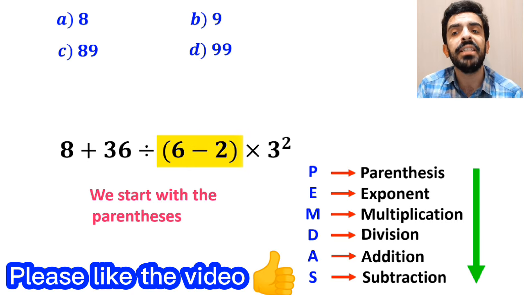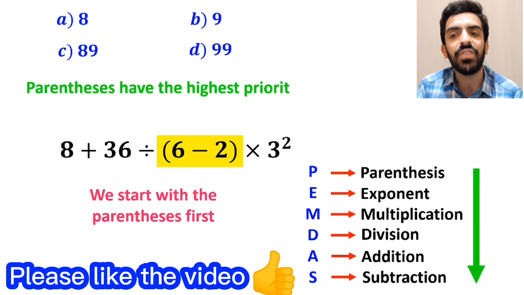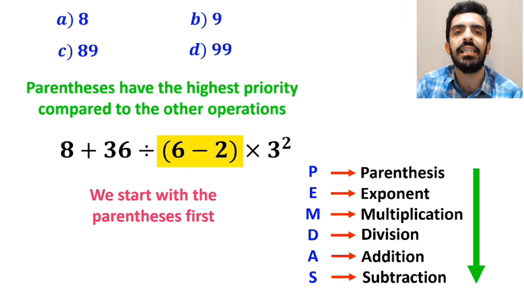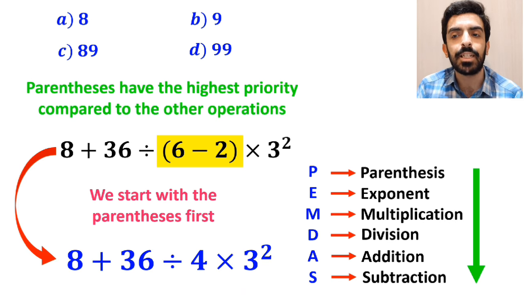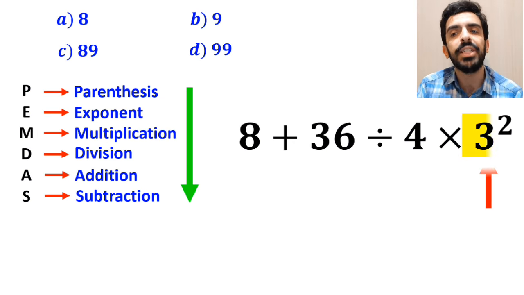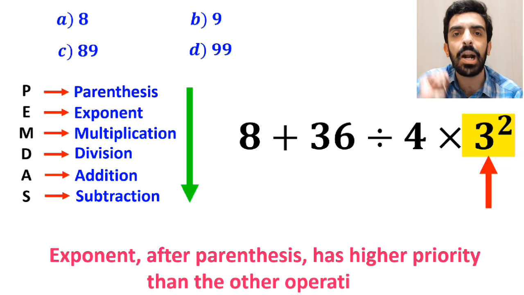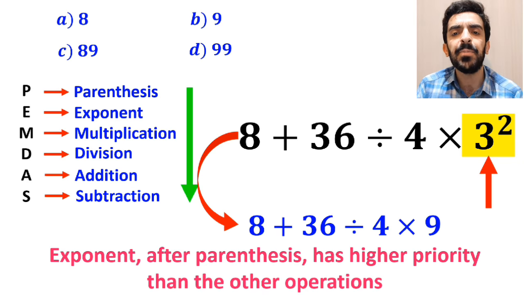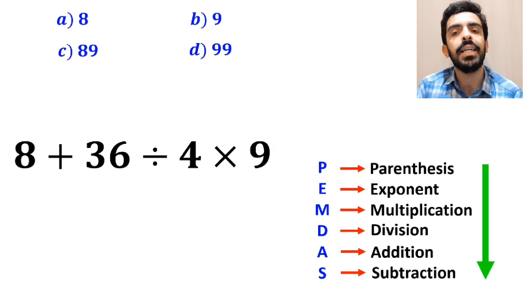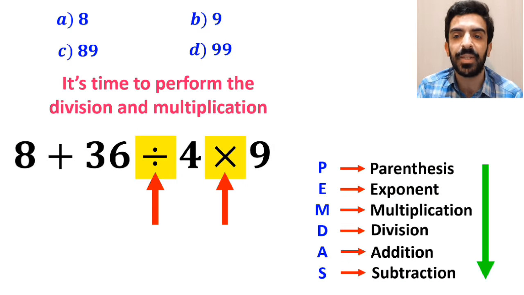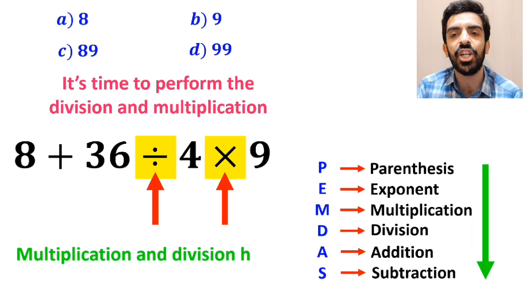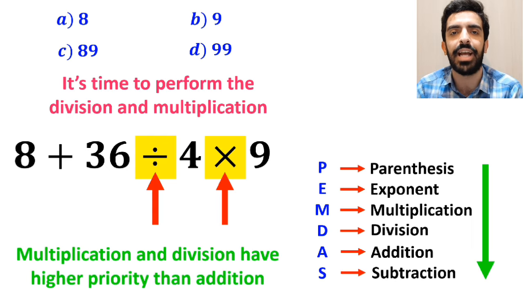We must follow the order of operations step by step from top to bottom. So, we'll start with the parentheses first, because parentheses have the highest priority compared to the other operations. Okay, instead of this expression, we can write 8 plus 36 divided by 4 times 3 to the power of 2. In the next step, we go to the exponent, because exponent after parentheses has higher priority than the other operations. So, this expression simplifies to 8 plus 36 divided by 4 times 9.